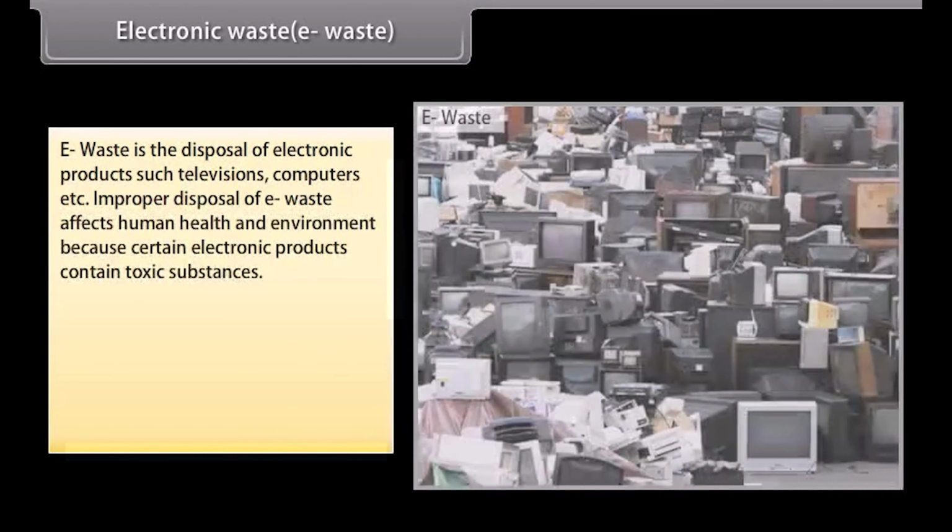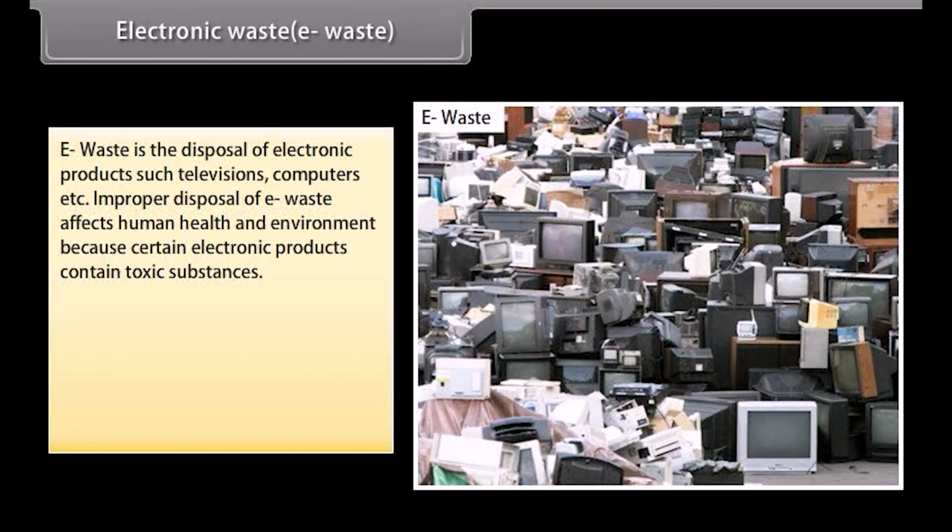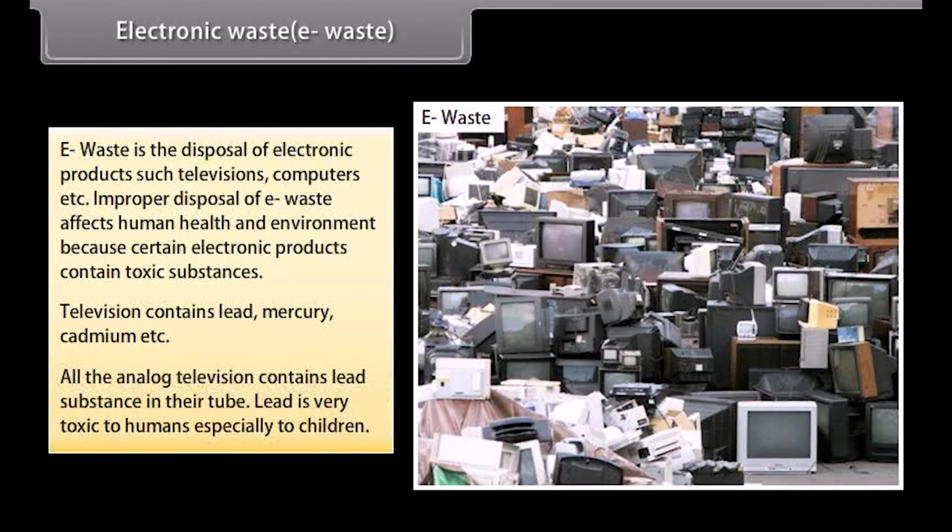Electronic waste, e-waste. E-waste is the disposal of electronic products such as televisions, computers, etc. Improper disposal of e-waste affects human health and environment because certain electronic products contain toxic substances. Television contains lead, mercury, cadmium, etc. All the analog television contains lead substance in their tube. Lead is very toxic to humans, especially to children.